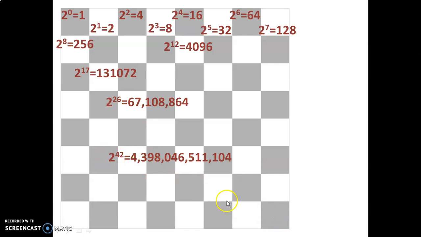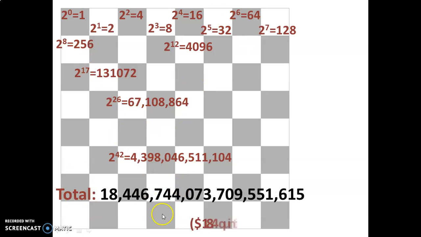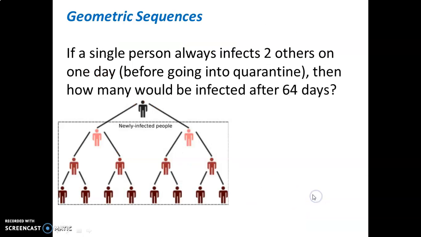Well, I think you can see the pattern now, how you would find it. Just so you know, the total, if you added all the rice on the whole board, would be this giant number here. So that's a huge number. That's the total though. That's not how much is on the 64th one. So let's go back to how much is on the 64th one.